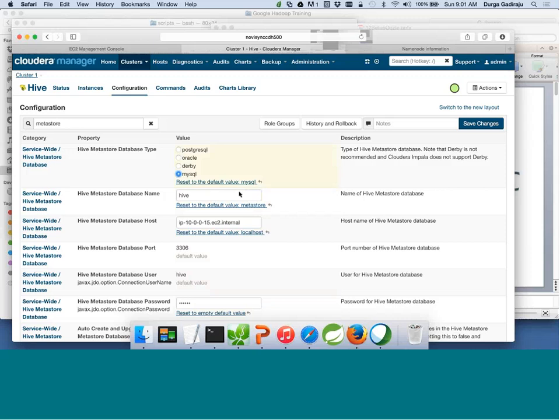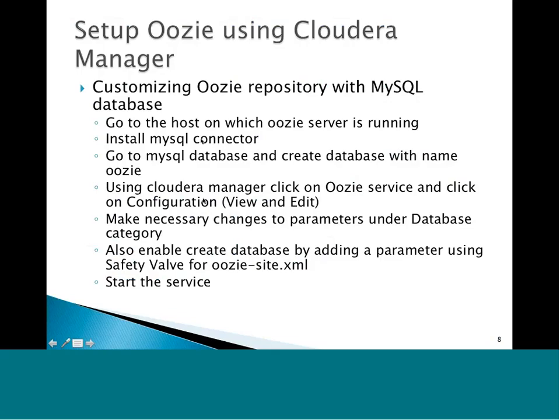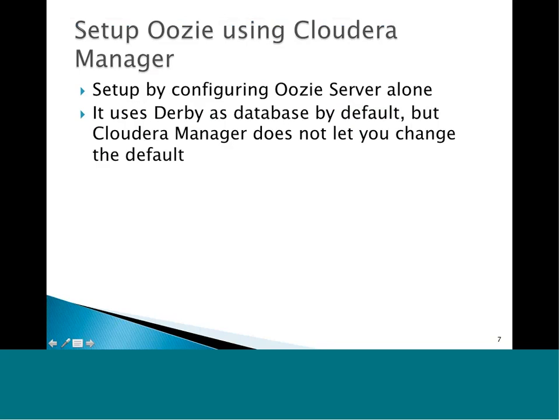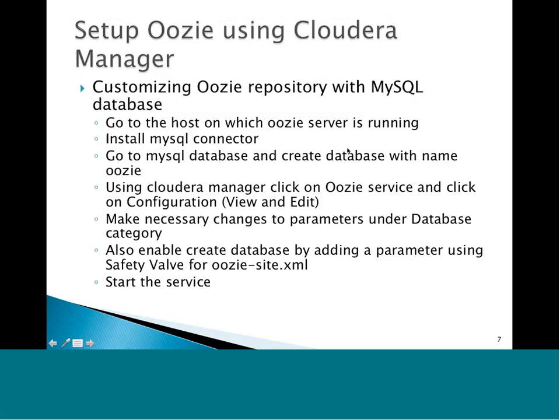You can directly change the settings like this in Hive, whereas Oozie does not provide a facility like this. So that's why I'm saying that it uses Derby as a database by default, but it does not let you change the default directly like that. You have to use the safety valve approach to configure that, and we will see that now.